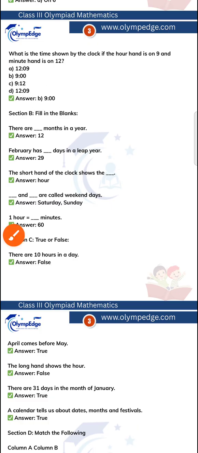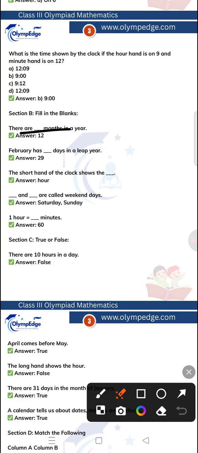Then let's move on to the fill in the blanks. There are dash months in a year. Just now we have learned that there are 12 months in a year, right? Then February has dash days in a leap year. In a leap year, February has 29 days, right? Then next, the short hand of the clock shows what? It shows hours, right? So the answer is hour. Here you can see the answer.